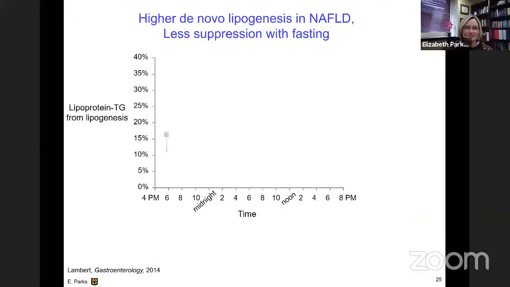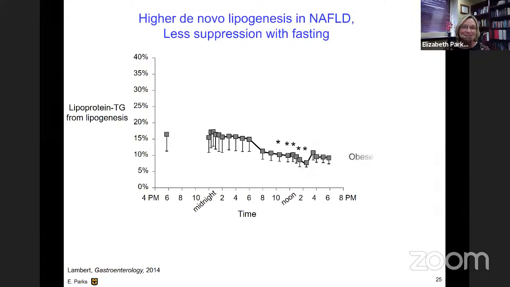So, oh, and I'm reminding myself here, the animation on this slide is intentionally extremely slow because this was the most excruciating experiment I have ever performed in my life, and I just want you to enjoy it. This is de novo lipogenesis coming down from midnight in obese control subjects studied by Jennifer Lambert at UT Southwestern.